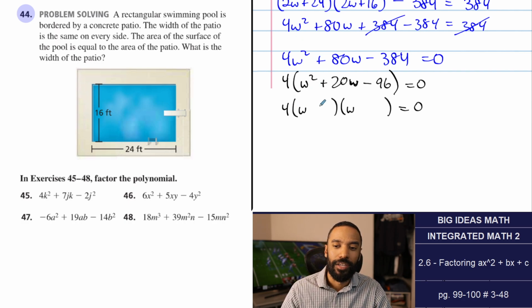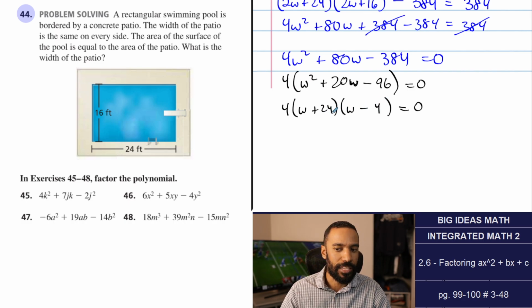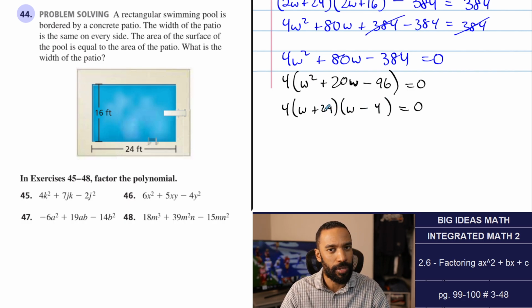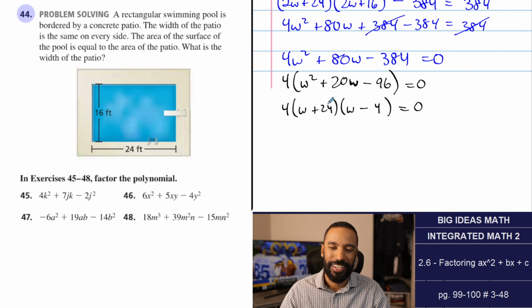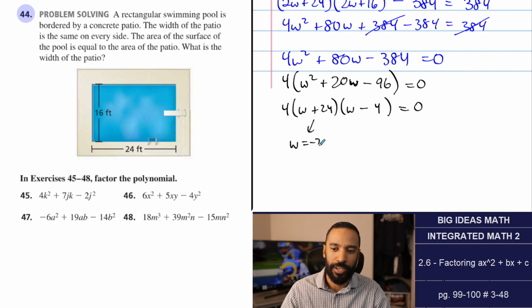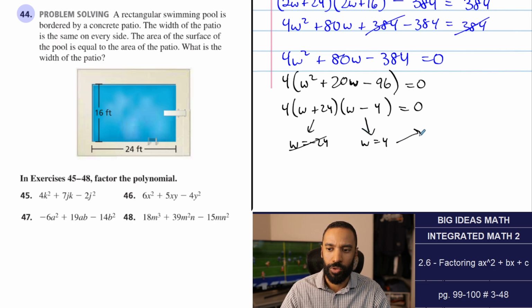24 and 4. So w plus 24, w minus 4. That's the first time I think we've seen something more than 12 that I'm thinking about. Oh, except for that 35 and 31. I guess not. But 24 times 4 is 96. So that works out. So w equals negative 24 is not going to work for us, but w equals 4 will work out for us. They ask for the width. So the width is 4 feet.